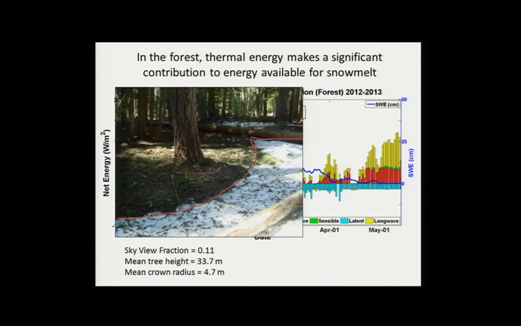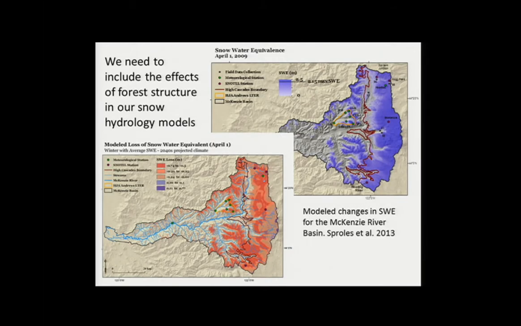And here's an example of what that looks like on the ground. Around the trees, it's all melted out. And then in the gaps, you have more snow accumulating and less of that snow being melted by the long wave radiation from the trees. So we need to include these effects in our models. Here are some model results that we had in our Mackenzie River Basin, where we did include some of these effects, but I think we need to do a better job of characterizing the forest structure.